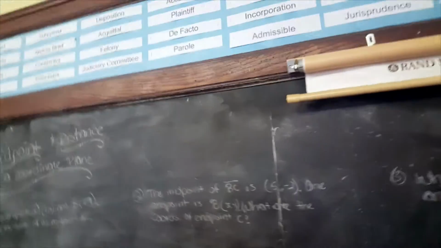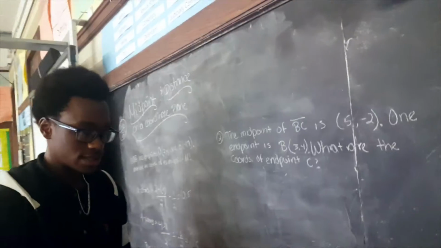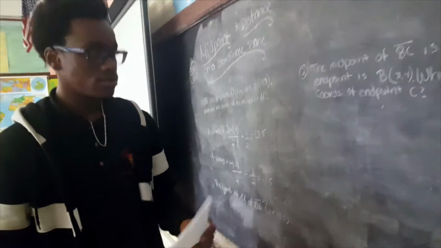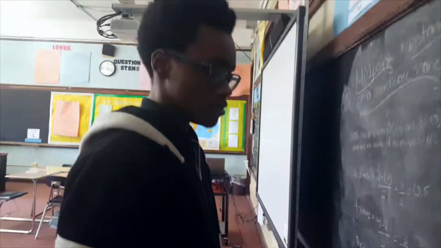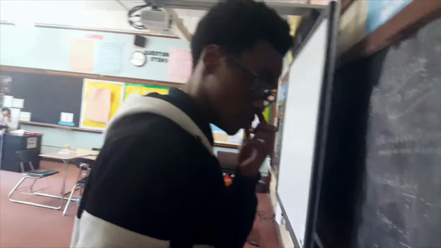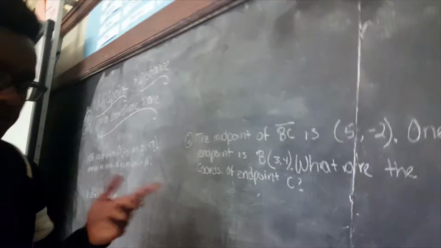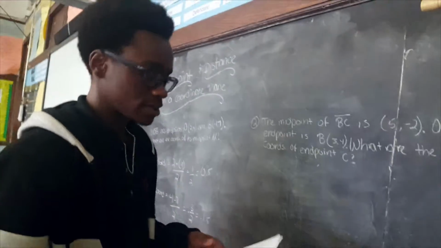The next problem: the midpoint of segment BC is (5, -2). One endpoint is B (3, 4), and it's asking for the coordinates of the other endpoint, which is C. Now, when solving these, you don't necessarily need a diagram or any kind of visual representation. You're able to just work off of the problem itself.